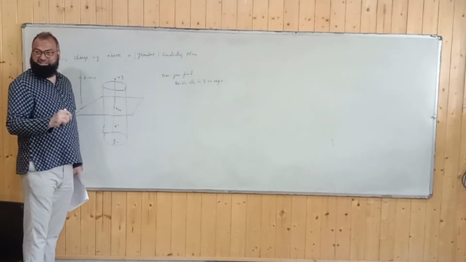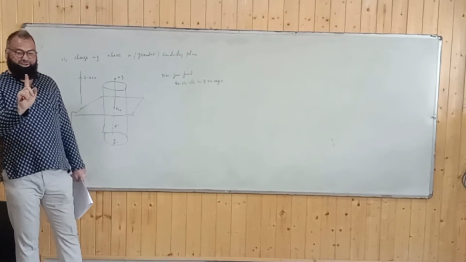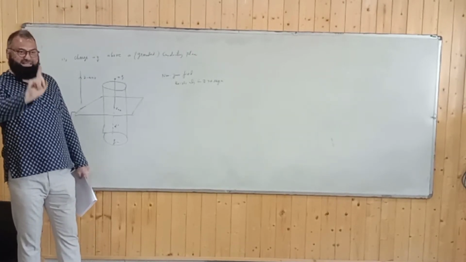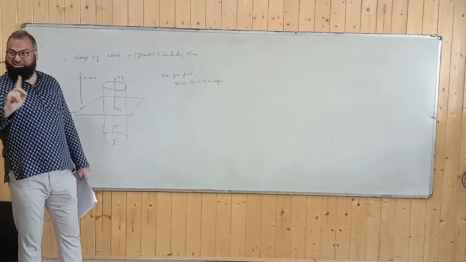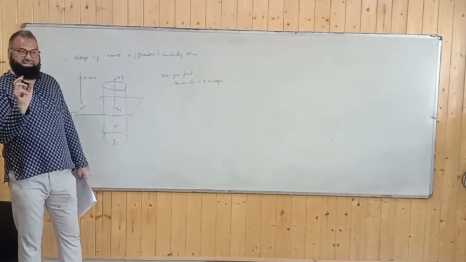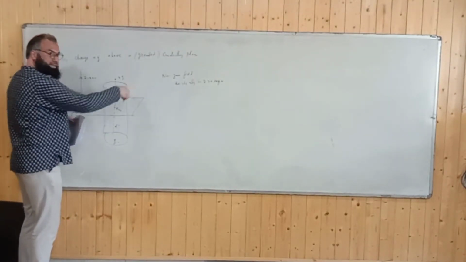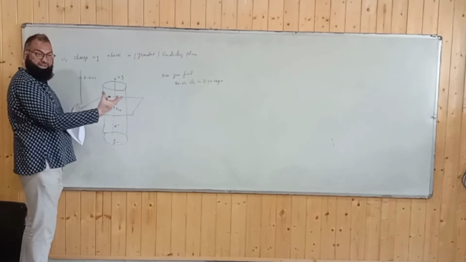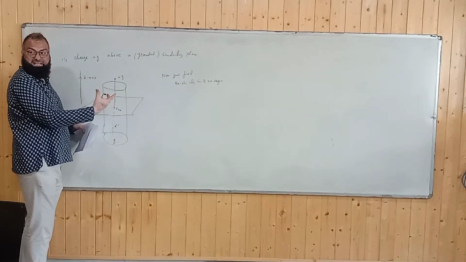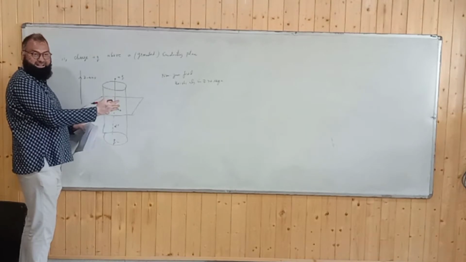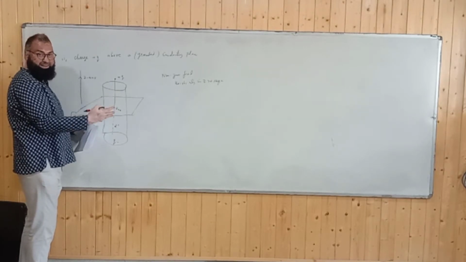Why does it have a cylindrical symmetry? What does cylindrical symmetry mean? If you rotate your system about the z-axis, it will remain symmetric. It will remain the same. So if you rotate this plane about the z-axis, the configuration will remain the same. It will not change. So you will have the same kind of field. Field lines will be the same.